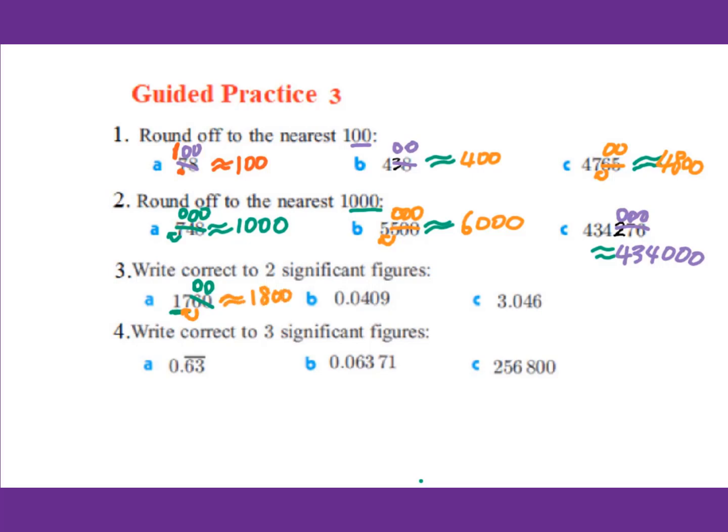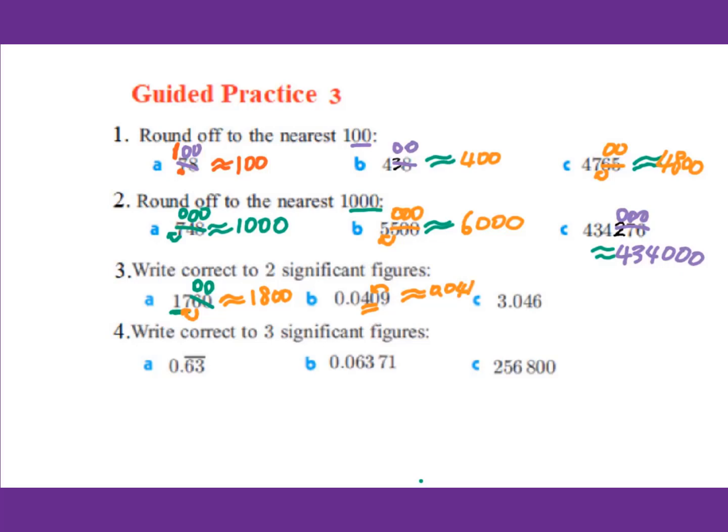So we get 1800. For B, we have leading zeros. Leading zeros are not counted as significant figures. So we only keep these 2. This 9, you need to round up. So we get 0.041.